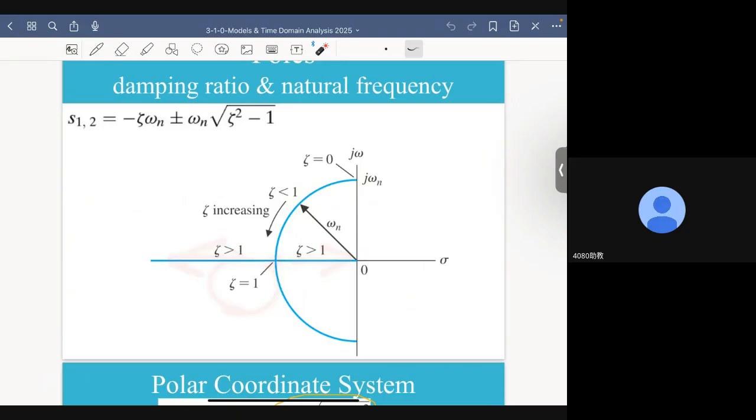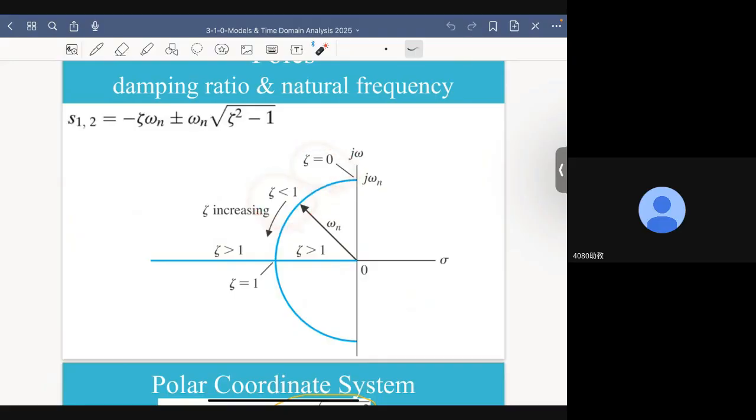Let me put it another way. One of the poles will move in the negative direction. The other will go in the positive direction, all right? So this essentially is the trajectory of the poles of the spring mass damper system, okay? As you can see, the location of the poles depends on eta, okay?